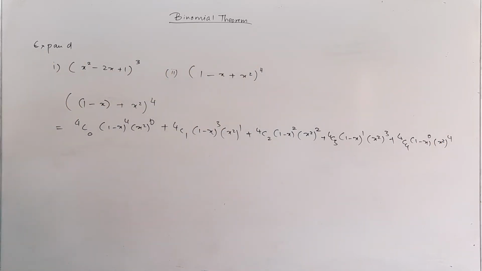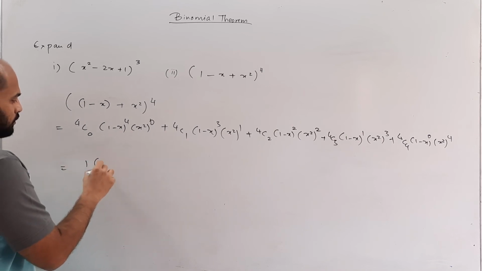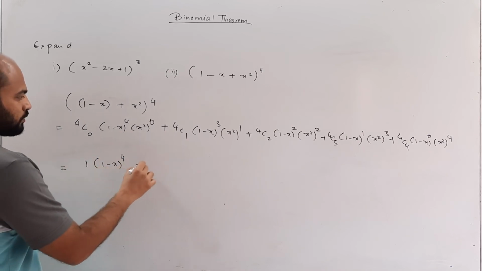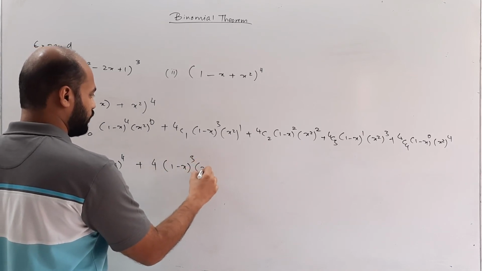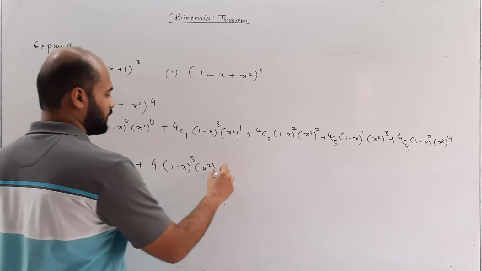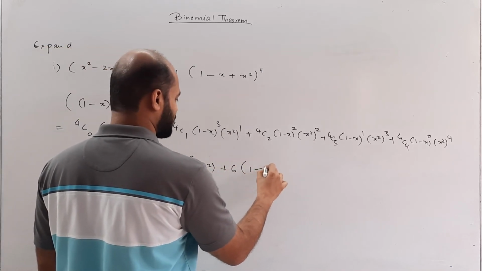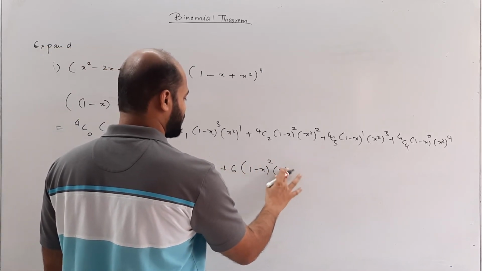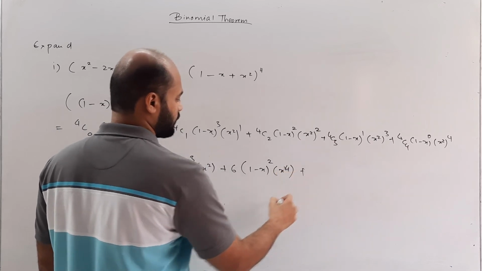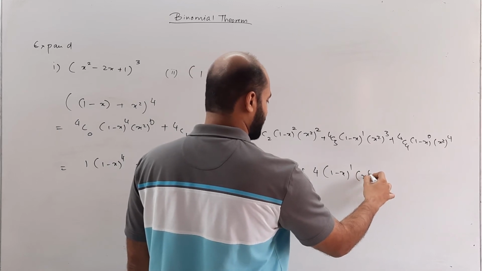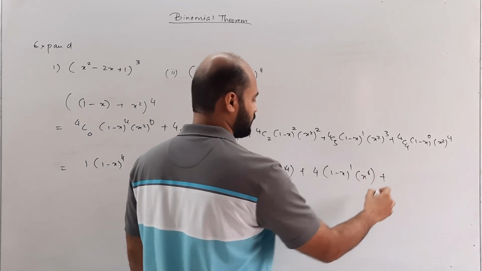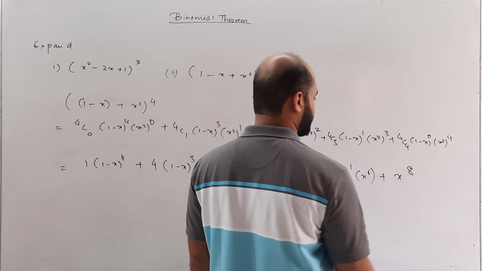Now if we expand this, it is going to be (1 minus x) raised to 4 plus 4 (1 minus x) the whole cube into x square, of course. This is going to be 6 (1 minus x) the whole square into x raised to 4. This is again 4 (1 minus x) raised to 1, x raised to 6, and ultimately this is going to be 1 into x raised to 8.